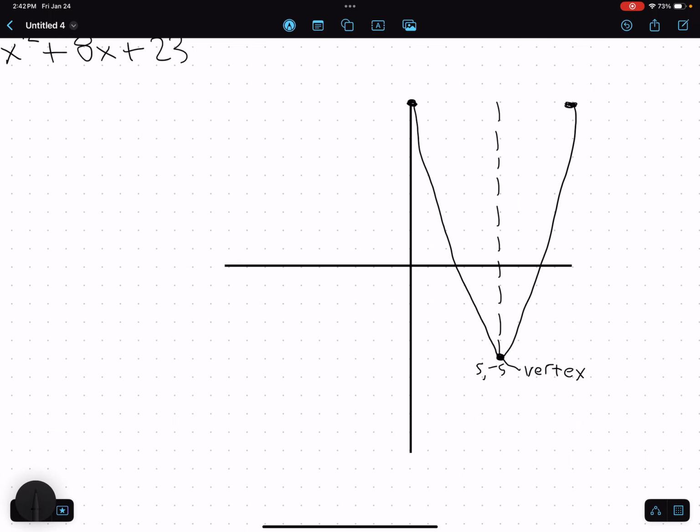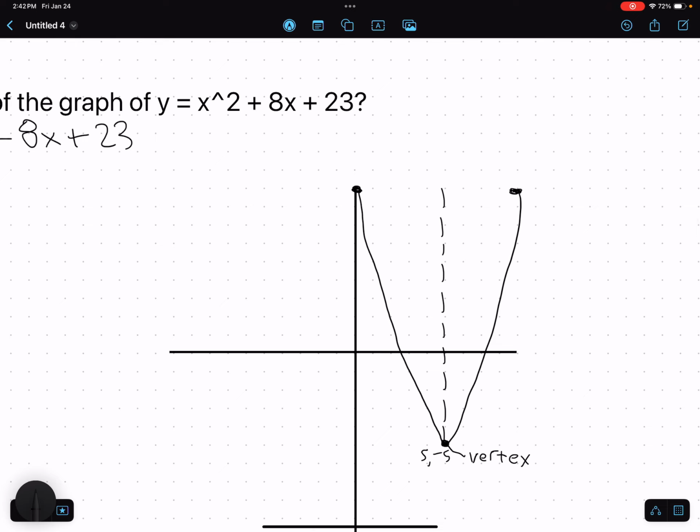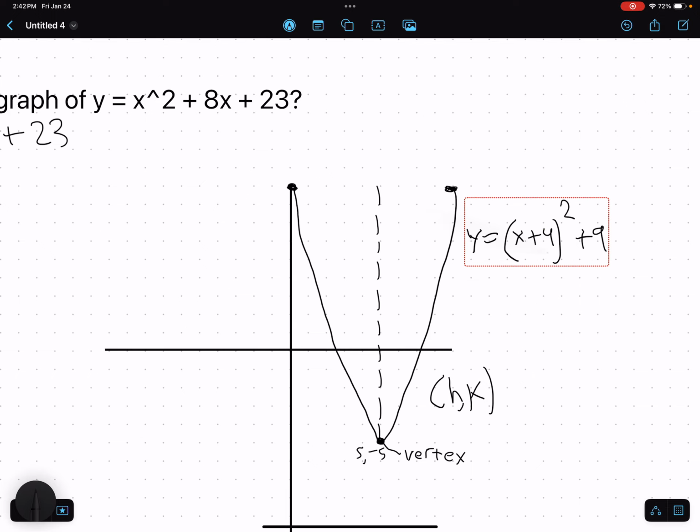Oh yes, one more thing before we get started. The vertex point is always going to be in the form h, k. And there's actually a special standard form for a quadratic. Just using variables here, it appears something like this: y equals, in parentheses, x plus 4 squared plus 9, something like that. That's a standard form for a quadratic, where our h in this case is the 4, and our k in this case is the 9.